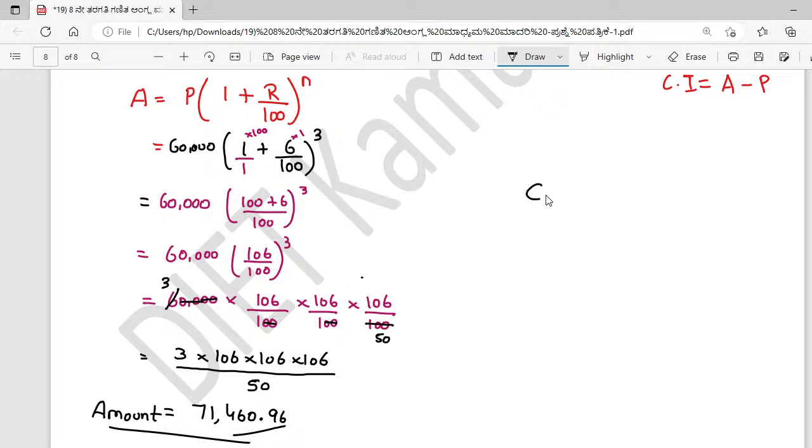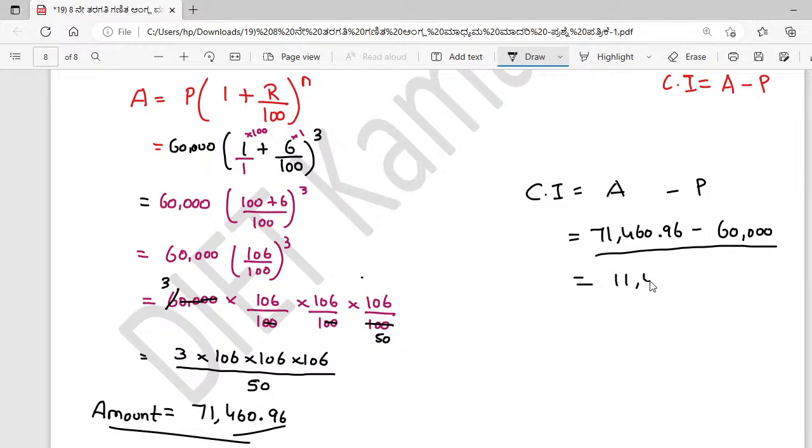The compound interest formula, as already mentioned, is amount minus principal. The amount we got is 71,460.96, minus the principal given as 60,000. Subtract these two values and you get the simplest value, 11,460.96. That is the value of your compound interest. And that's it for the final solution of the descriptive problem from the model question paper of class 8, 2023.